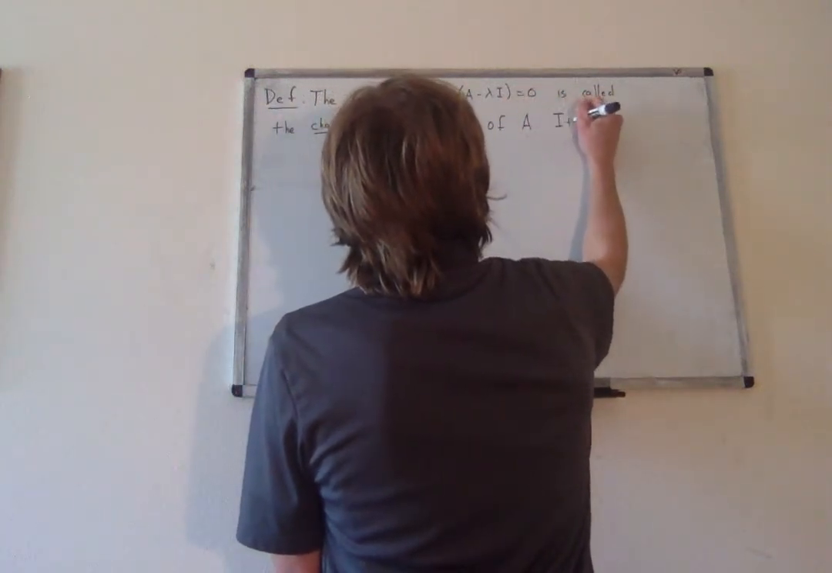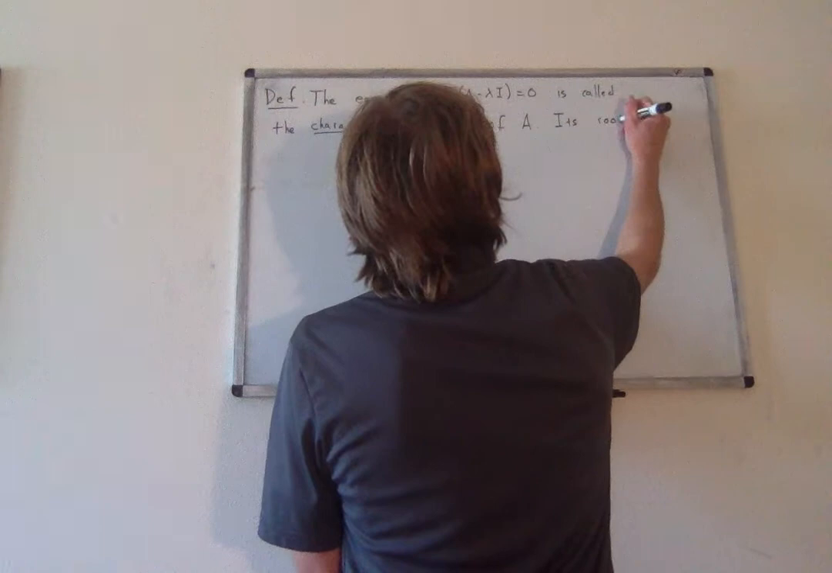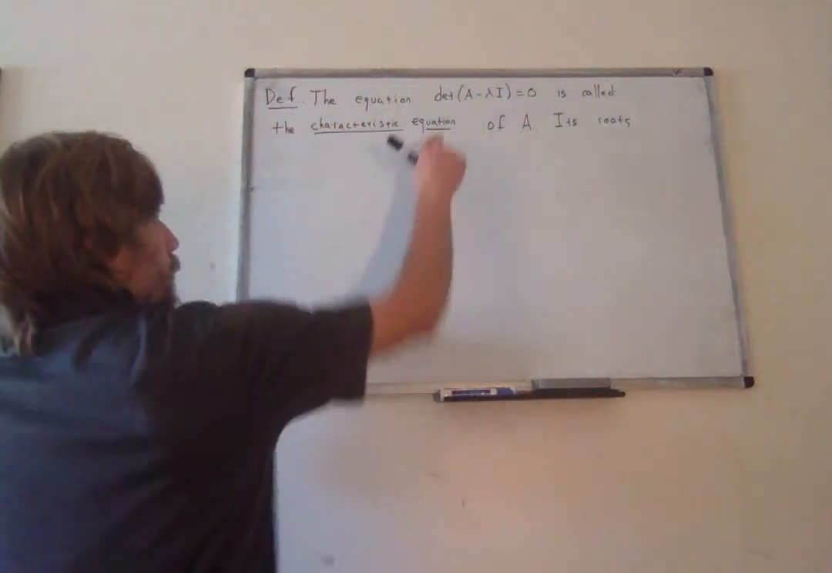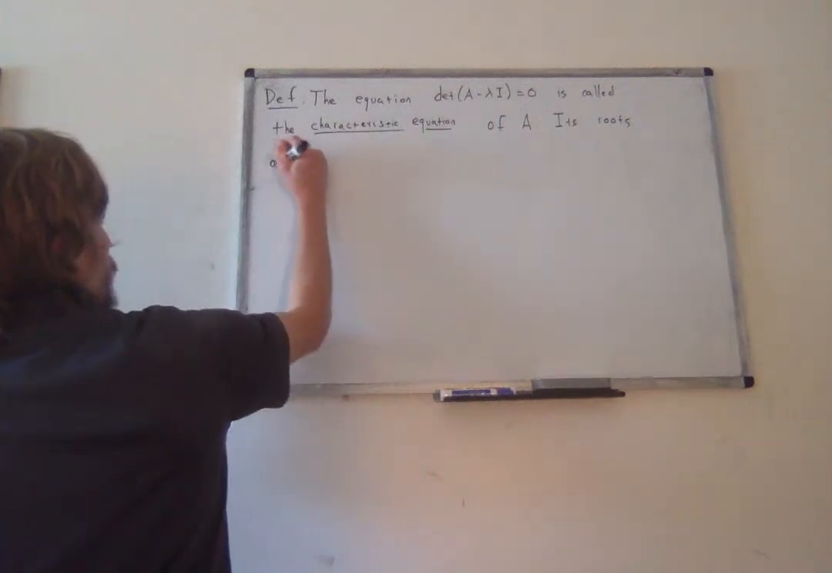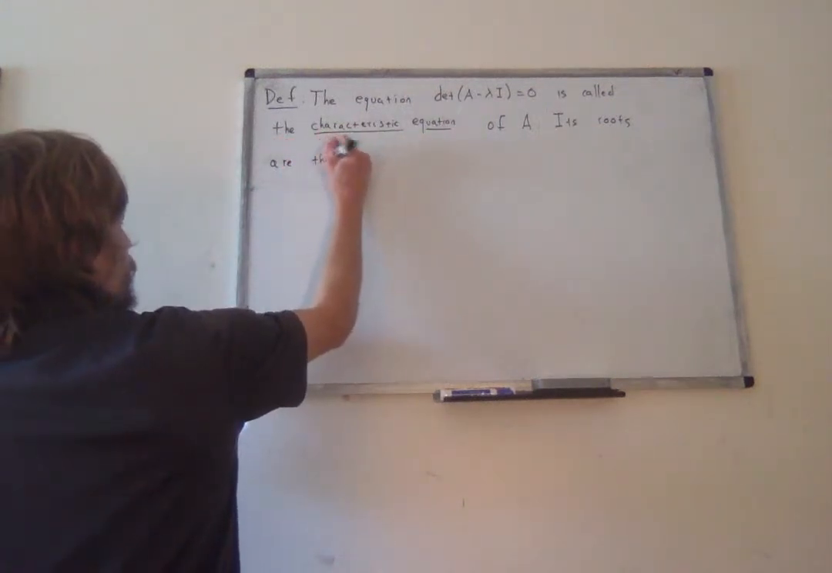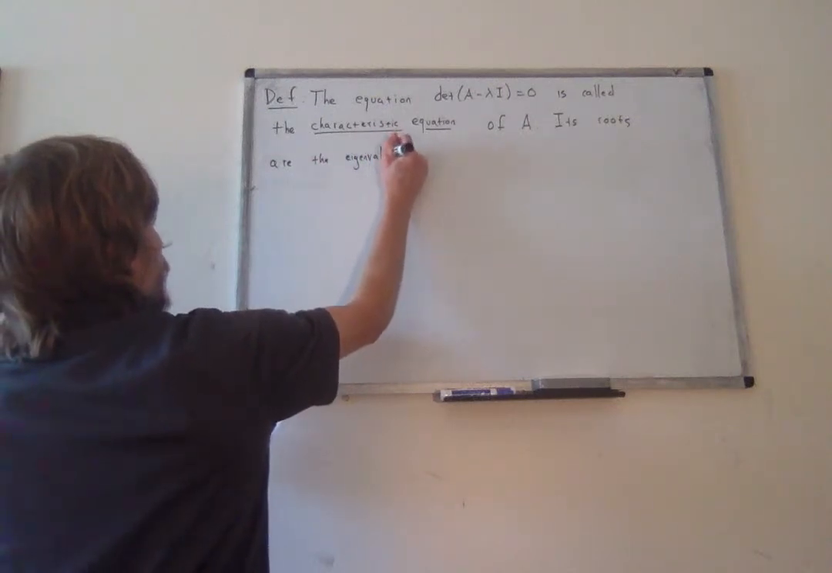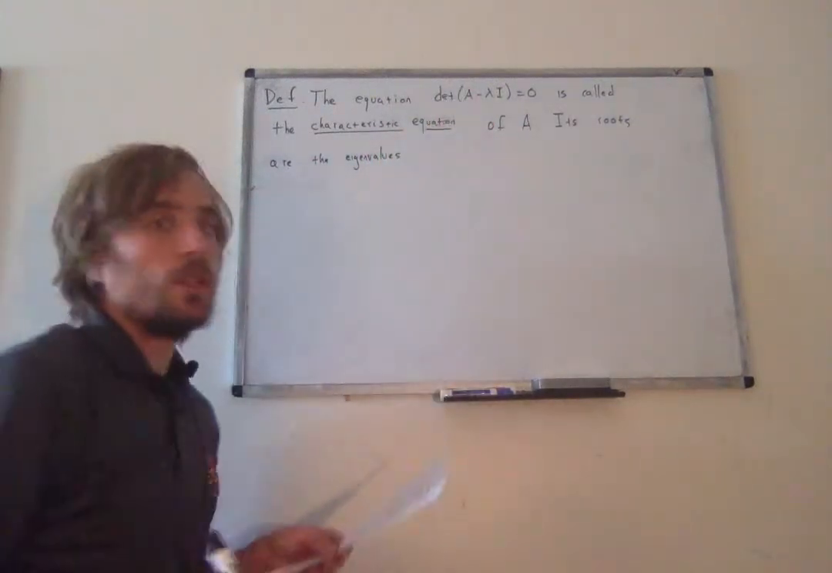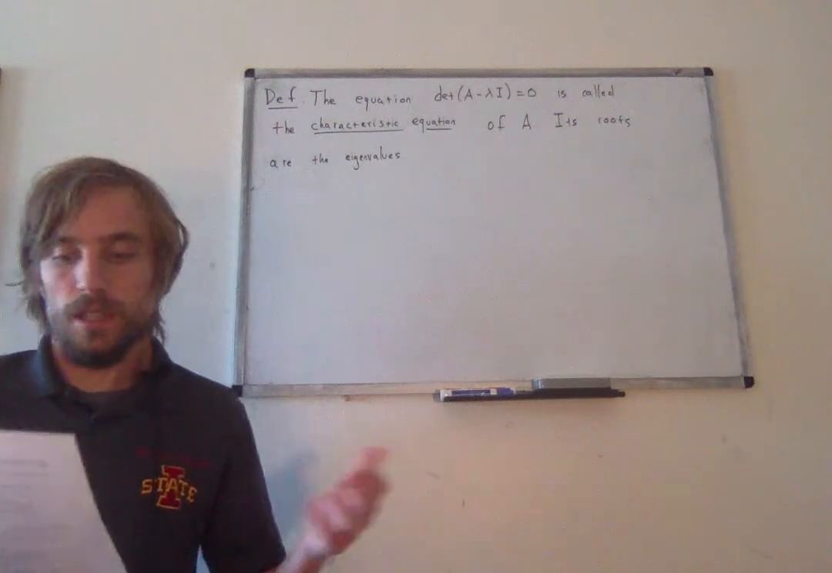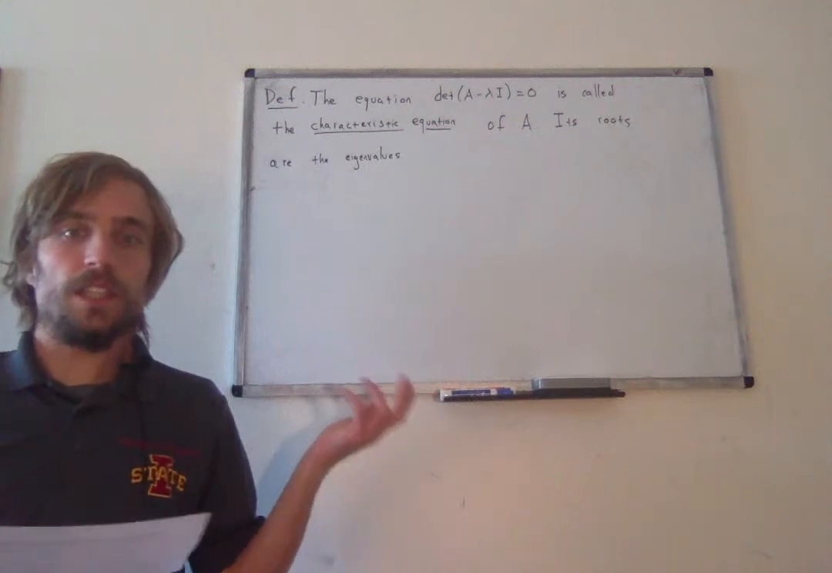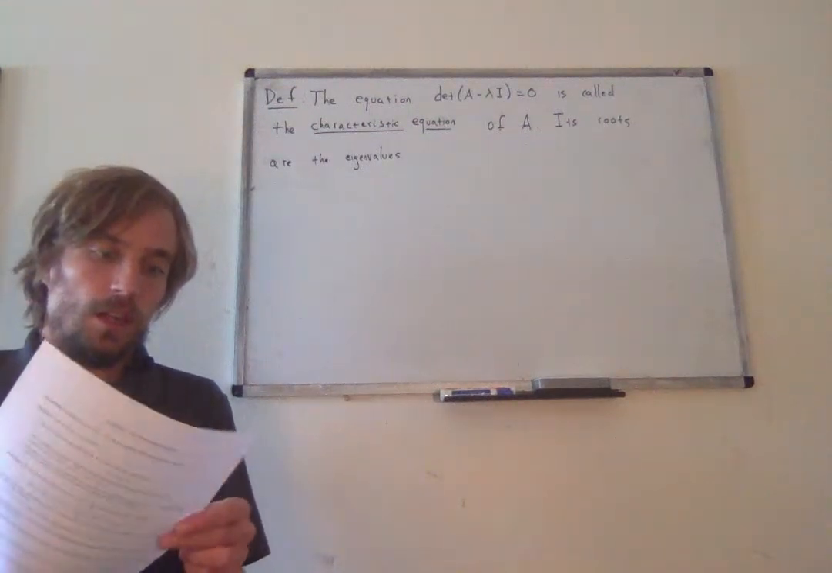Its roots, and so the values of lambda which satisfy this equation are the eigenvalues of A. And so notice every eigenvalue is a root of this equation, and every root of this equation is an eigenvalue. So that's basically the main topic of this video.